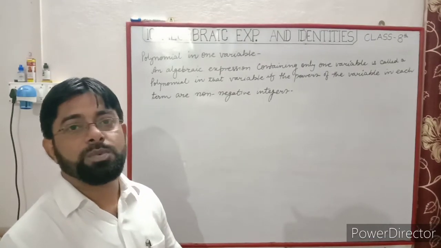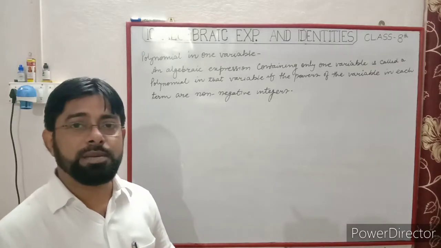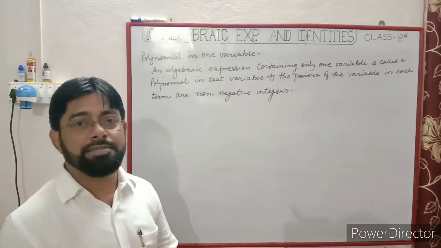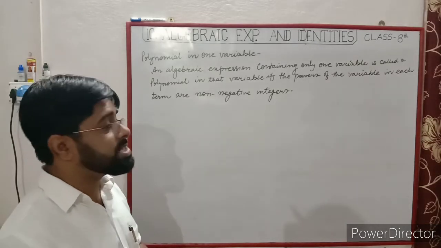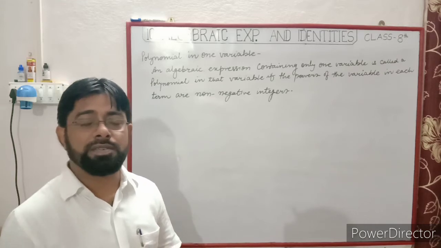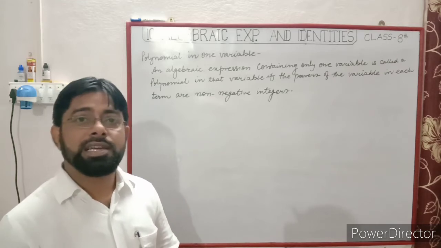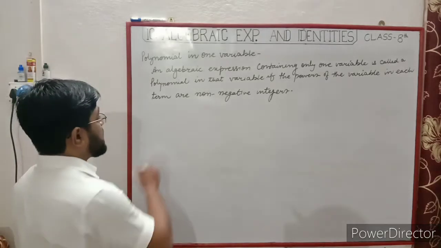Now, polynomial in one variable. An algebraic expression containing only one variable is called a polynomial in that variable, if the powers of the variable in each term are non-negative integers, and the greatest power of the variable in a polynomial is called its degree. Let's see the example.